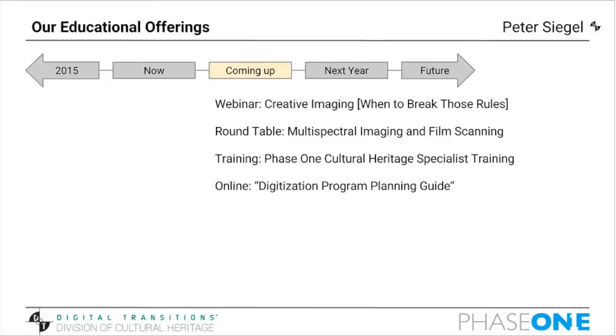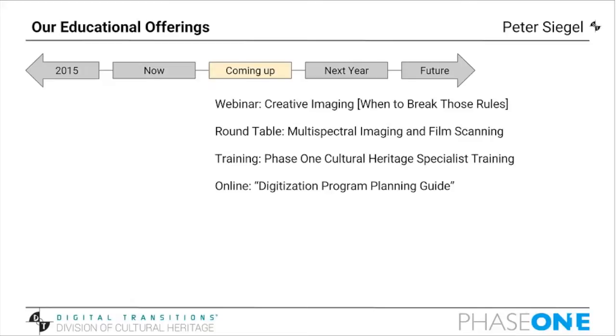Also coming up, aside from breaking the rules, we're doing a roundtable later this month at the Morgan Library, which is going to have a focus on multispectral imaging. And that focus is going to be about revealing hidden information within our cultural heritage objects and also hyper-accurate color. Also, as part of this roundtable at the Morgan, we're going to have a discussion on film scanning and how to get the most out of your digital cameras to digitize film. Further on this quarter, we're going to do specialized training called Phase 1 Cultural Heritage Specialist Training, with a deep focus on the camera technology and support-related issues.